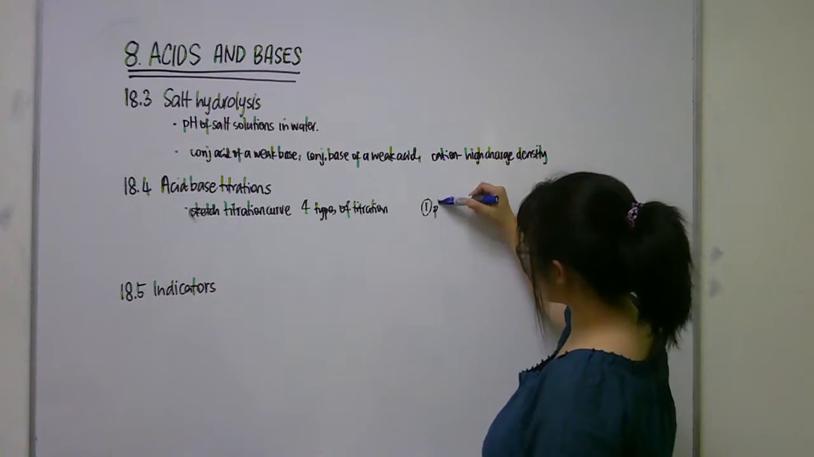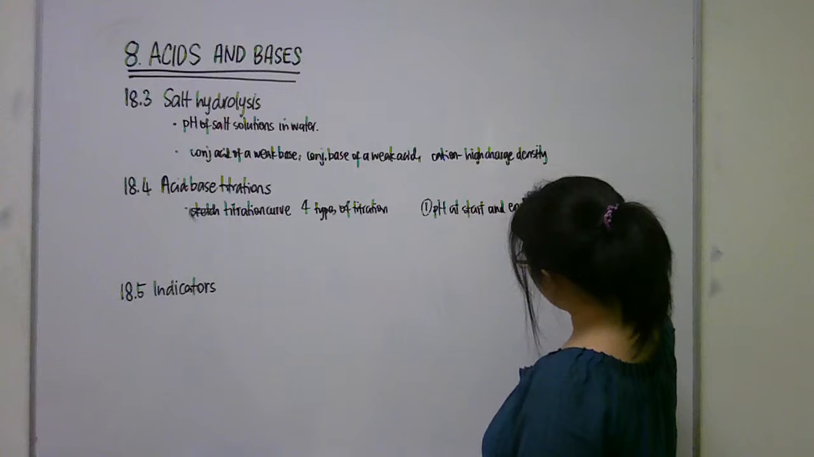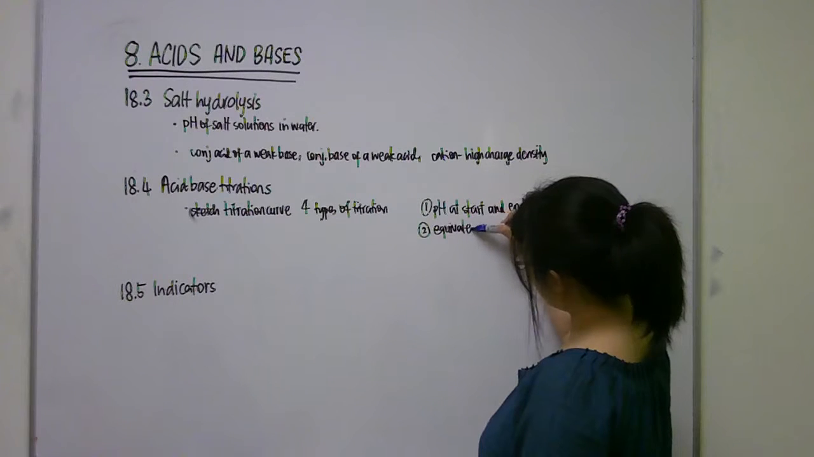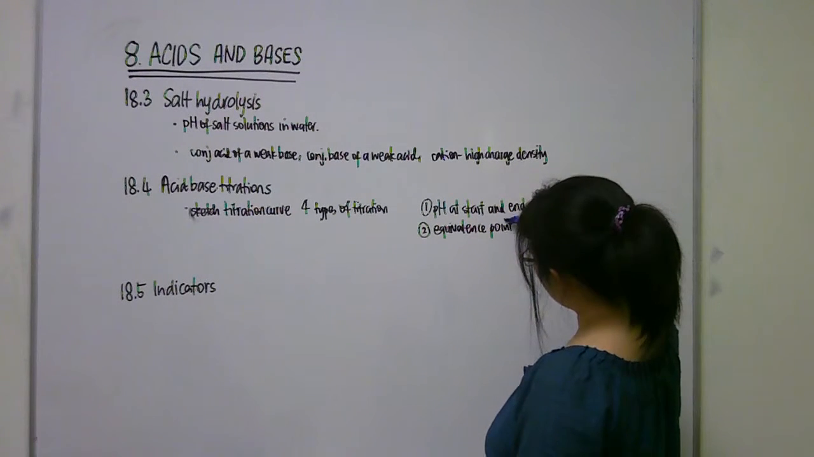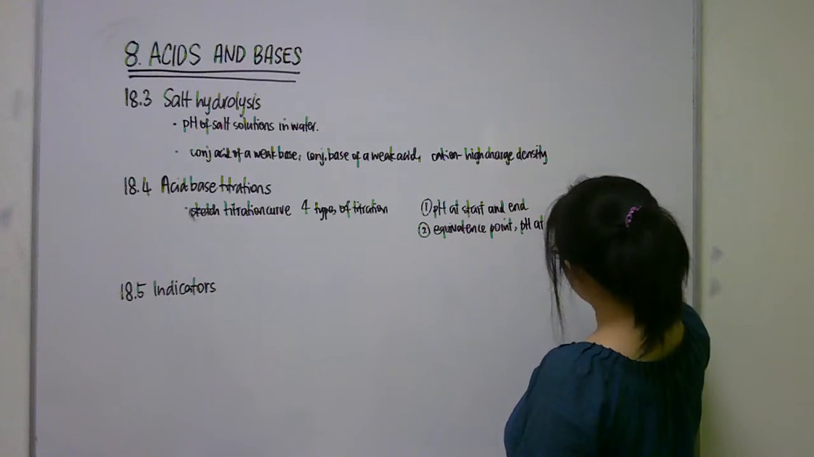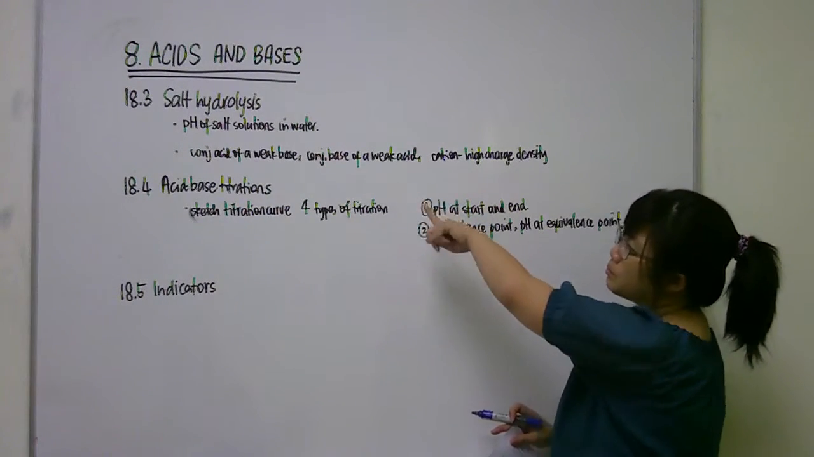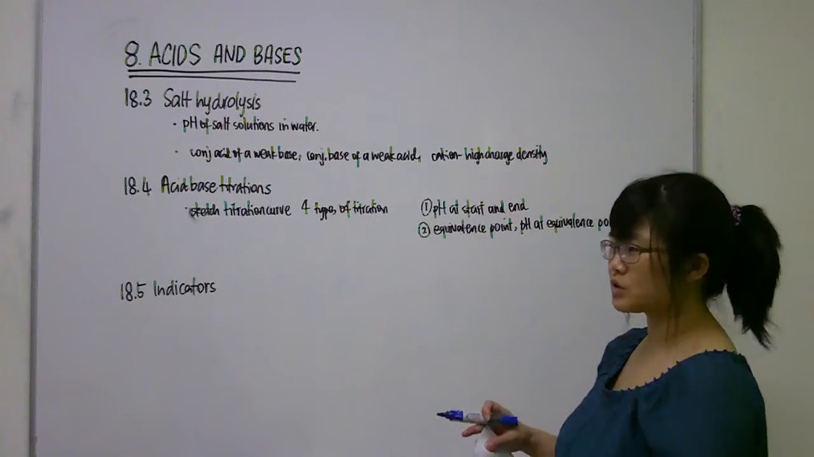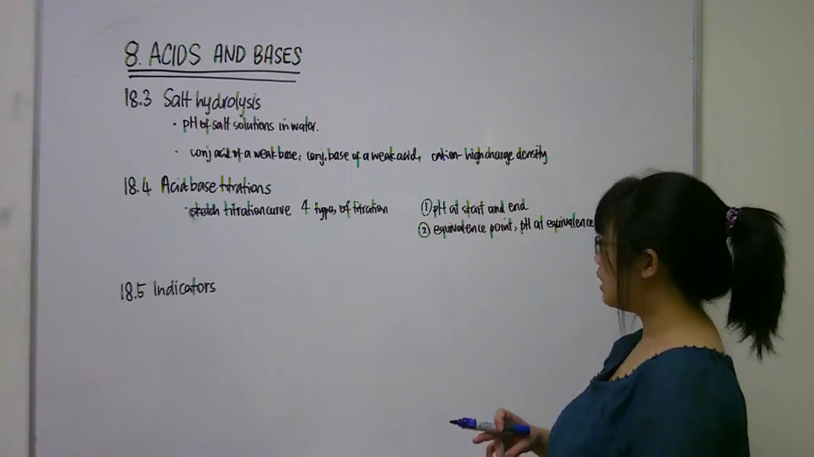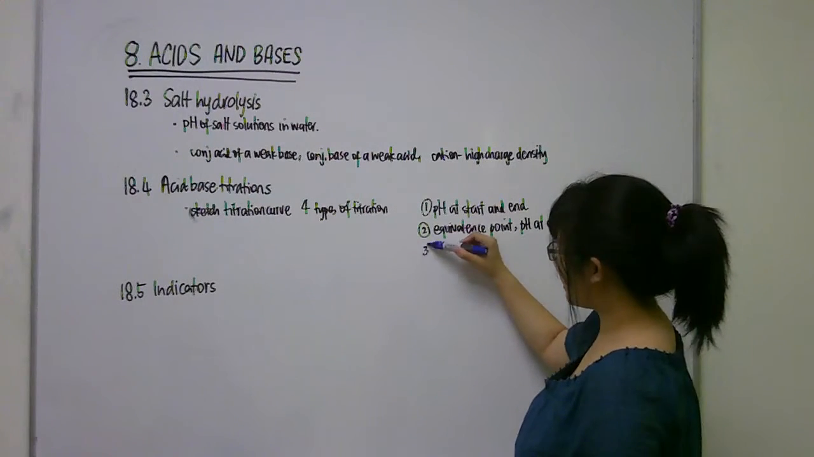One will be the pH at start and end. Secondly, you need to know the equivalence point and the pH at the equivalence point. This pH at equivalence point links to salt hydrolysis, because at equivalence point you only have the salt of your acid and base, since both are fully neutralized. So the pH will depend on what type of salt is formed, or what type of titration you are doing.